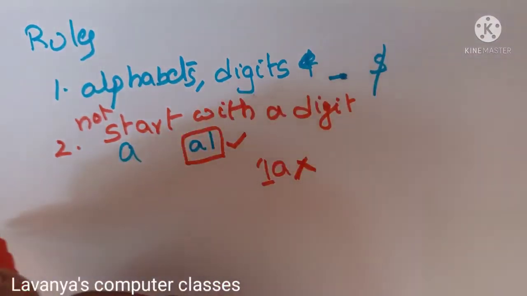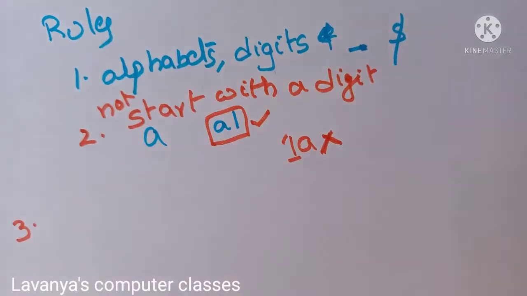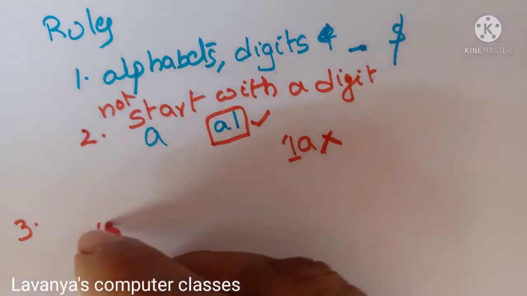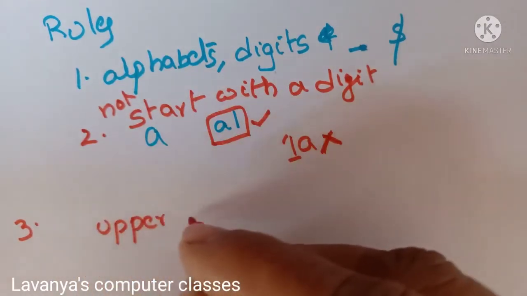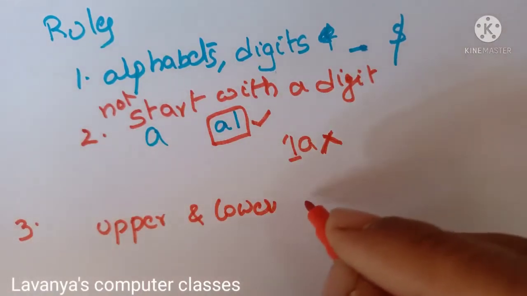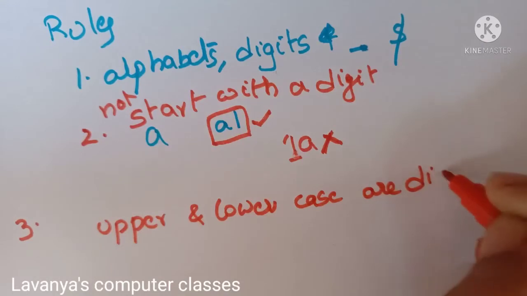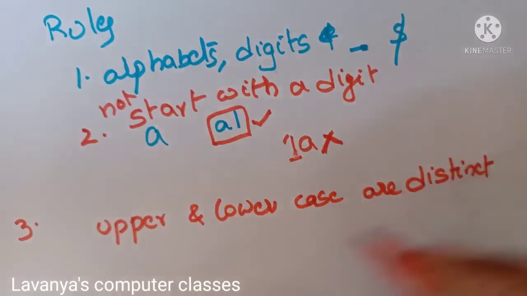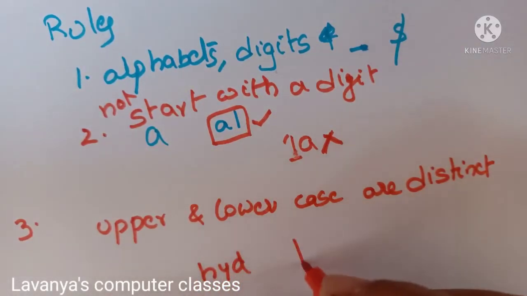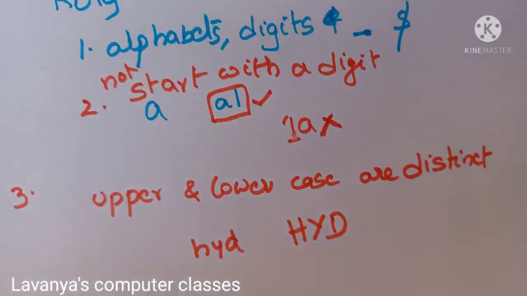The third rule is that in the alphabet we can use both uppercase as well as lowercase letters, but uppercase and lowercase letters have different meanings. Uppercase and lowercase letters are distinct. Those are different, and HYD is different too, because Java is a case sensitive language.